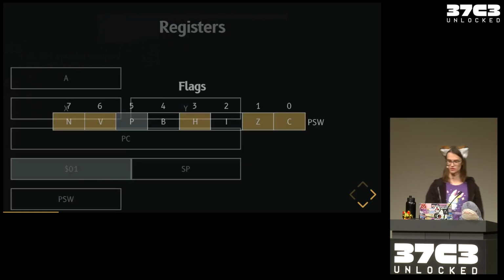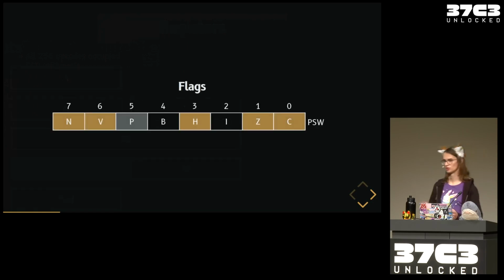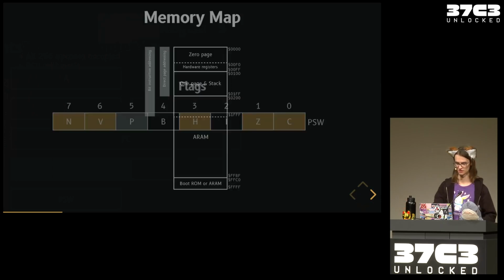And the program status word is the flag register. It contains normal processor flags like the negative flag, the overflow flag V, the half carry flag, the 0 flag, and the carry flag. It also contains the P flag and the 2 interrupt flags.